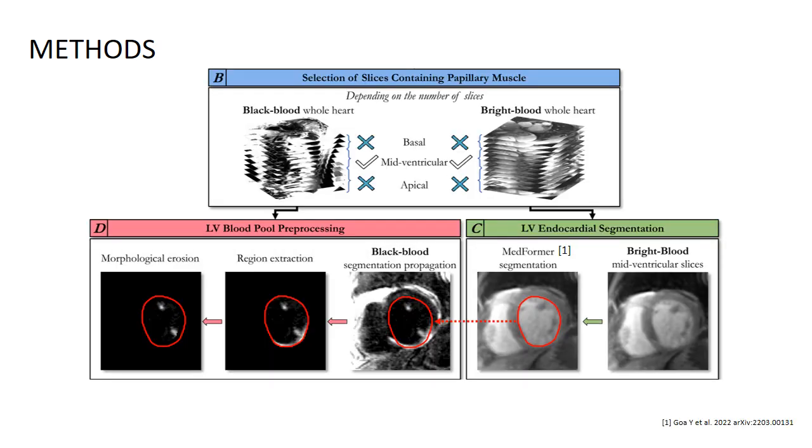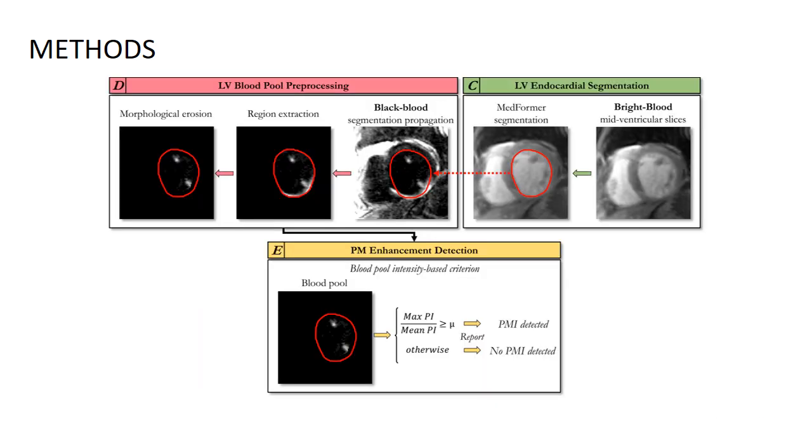So when this is done, a deep learning model that we trained will segment the left ventricular endocardium on the bright blood image, and these contours are propagated onto the co-registered corresponding black blood image. We can after that apply several mathematical operations to focus only inside the blood pool where there is a potential enhancement of the papillary muscle. After that, we apply a simple criterion to decide whether the enhancement corresponds to potential PMI or not.